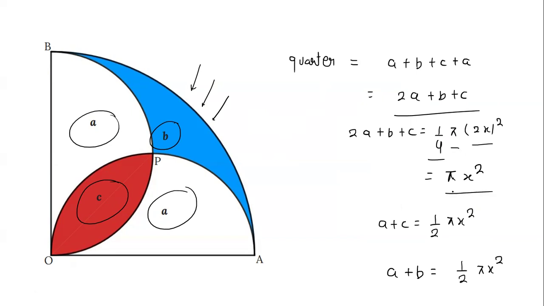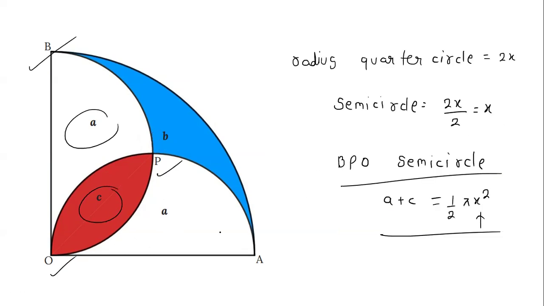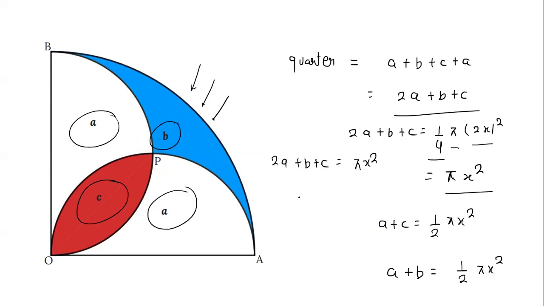So now we know 2A plus B plus C is pi times x squared, and we also know this A plus C is half times pi x squared. So you can put this A plus C value here and you get A plus B also as half times pi x squared.